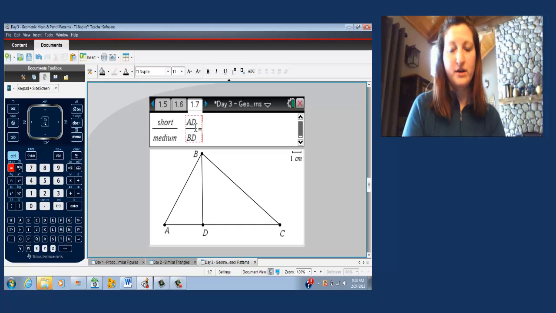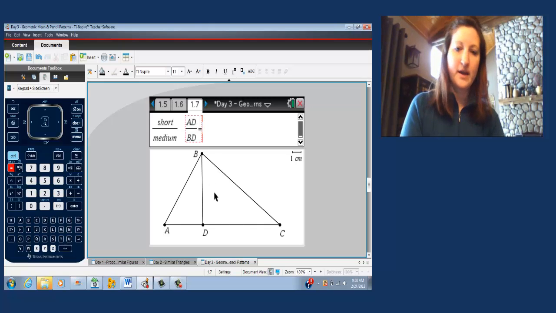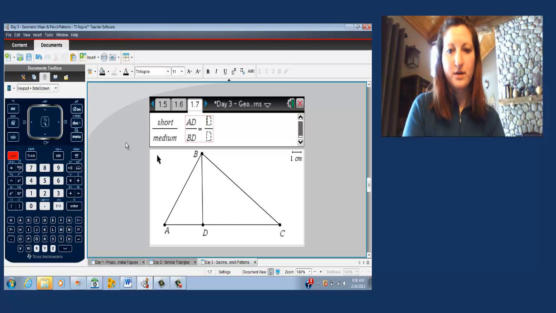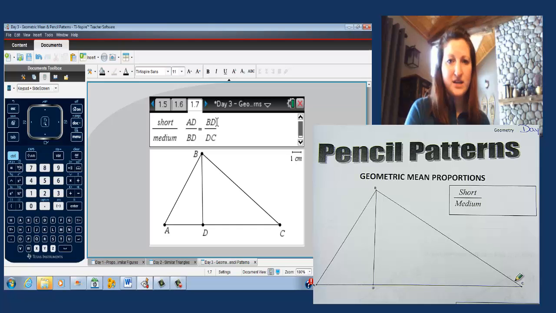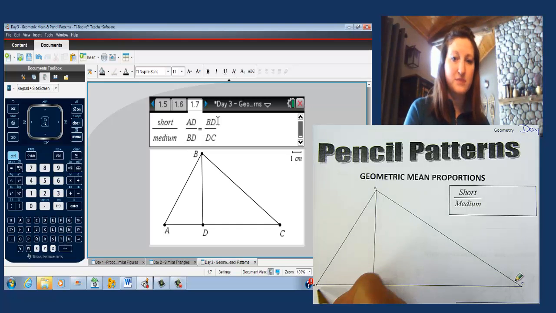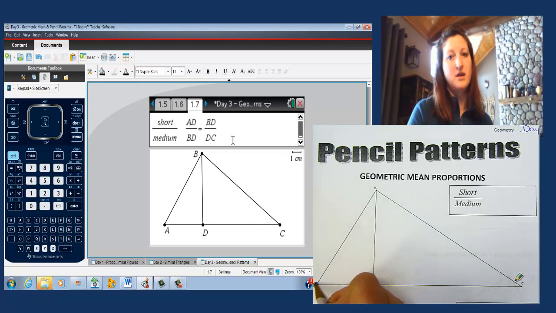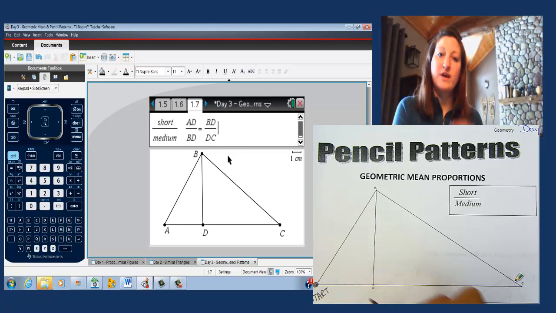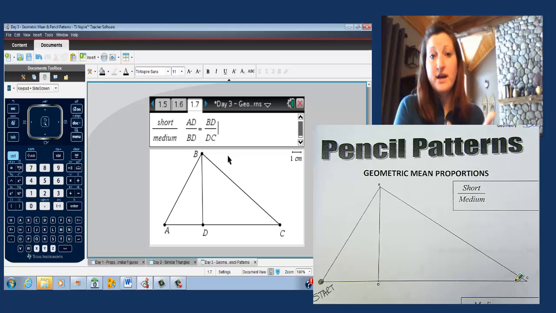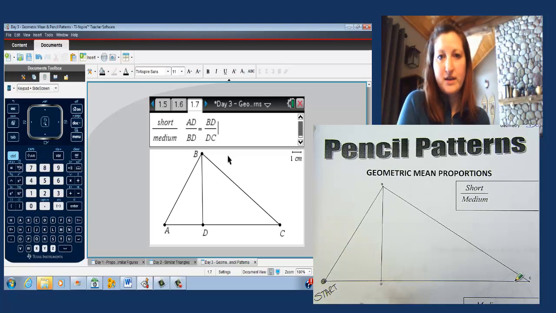And then we can compare the short side and the medium side of this medium triangle over here. And we end up with the short side being BD and the medium side being DC. And if you notice, we end up getting a geometric mean here. The thing in the means place is the same. Now, what happens is that you can actually just trace along the triangle and end up with that proportion.